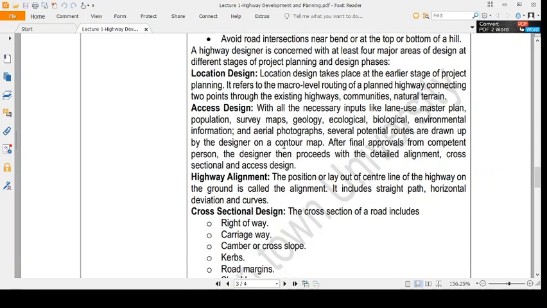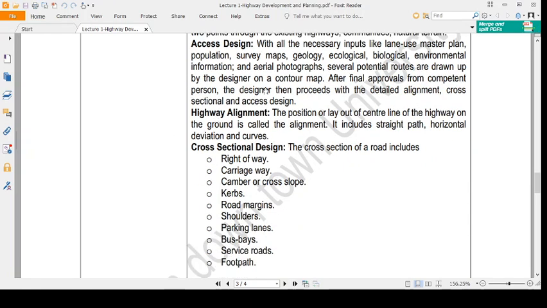Then access design. With all the necessary inputs like land use, master plan, population, survey maps, geology, ecological, biological, environmental information and aerial photographs, several potential routes are drawn up by the designer on a contour map. Suppose a contour map is there, and two locations are there, now you will draw possible routes to connect these two locations. After some survey, preliminary survey or final survey, you will decide which of your selected routes is best suitable for a new road. This is called access design.